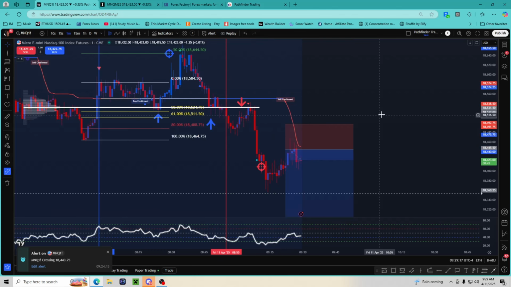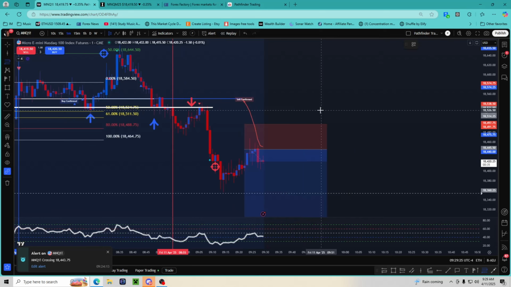So let's cover this one to see if we can get a continuation to the downside. Market is about to open, so we might get a lot of volatility. So just keep that in mind. But we are selling currently, so it is in our favor. If it does pull back up beyond this level, you'll take a loss, and then we'll look for the next trade.